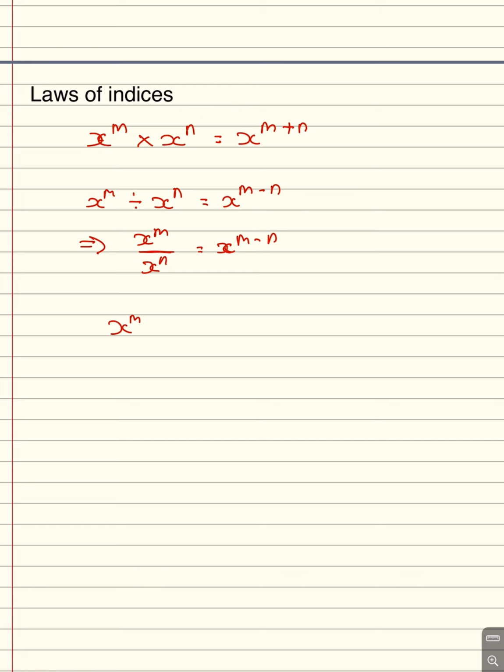The next law of indices we'll be looking at is the one with the brackets. Okay, so if we have x to the power of m all to the power of n, this is equivalent to x to the power of m times n, so mn.